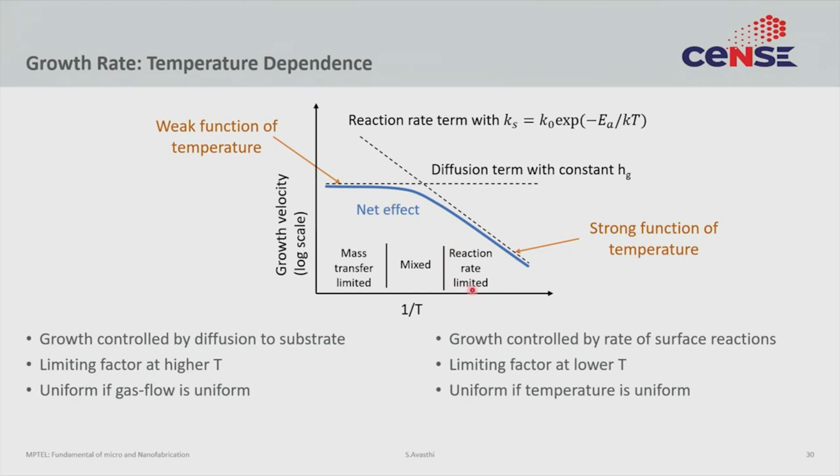However, if you are reaction rate limited, your problem is the reaction at the substrate. You are limited by the temperature, and it is uniform if your temperature is uniform. If you have temperature non-uniformity, the K changes, and you get non-uniform deposition. However, as long as the temperature is uniform across the wafers and on top of a wafer, you will have the same growth rate. You have a uniform growth rate.